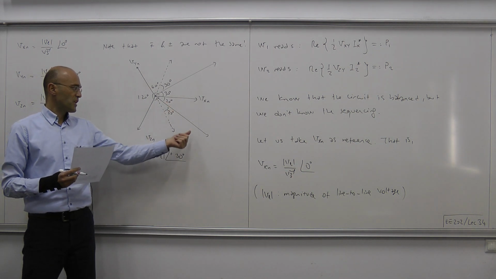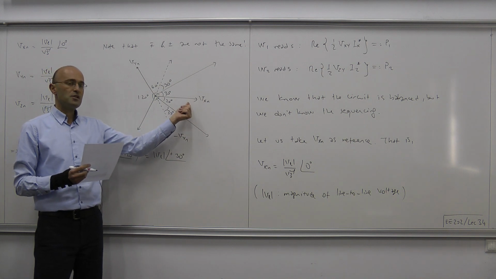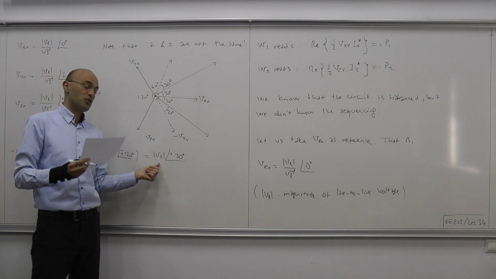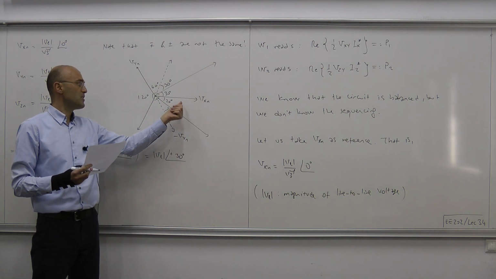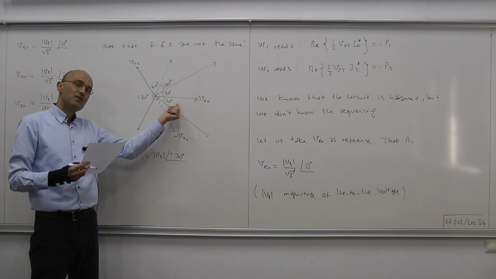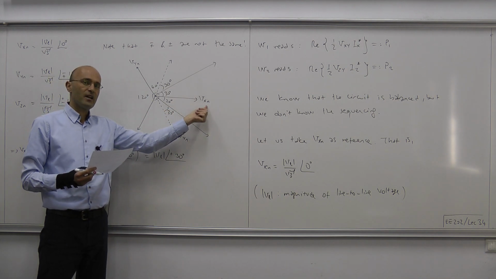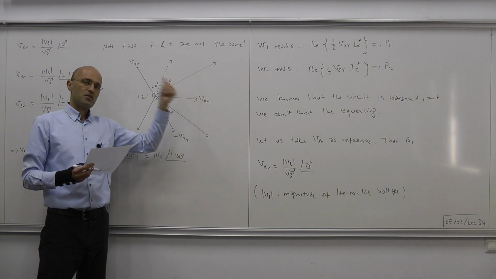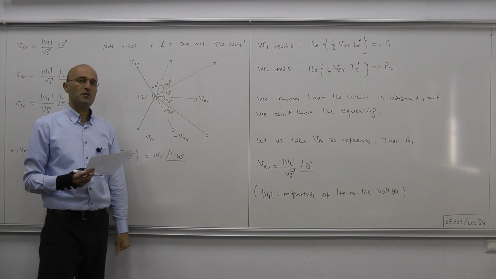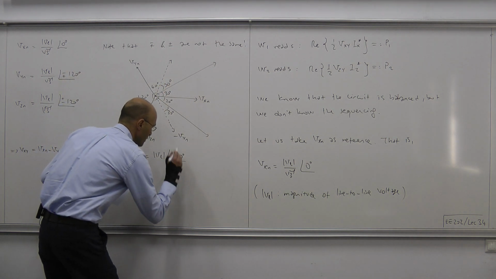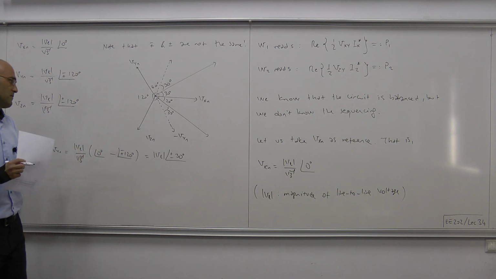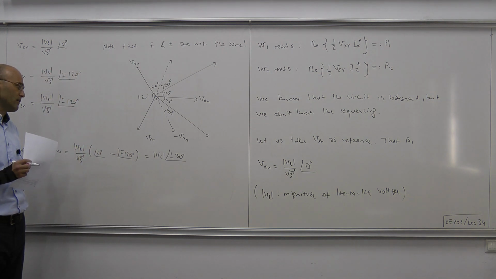Okay? So for the second possibility, nothing has changed for the magnitude, but for the phase, this time you go 30 degrees clockwise from Vxn, okay? This was our reference, phase 0, therefore going 30 degrees clockwise means the phase is minus 30 degrees, okay?